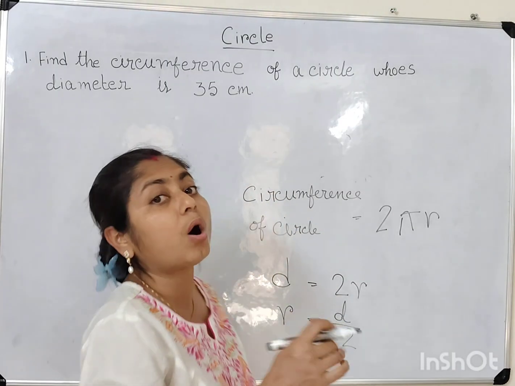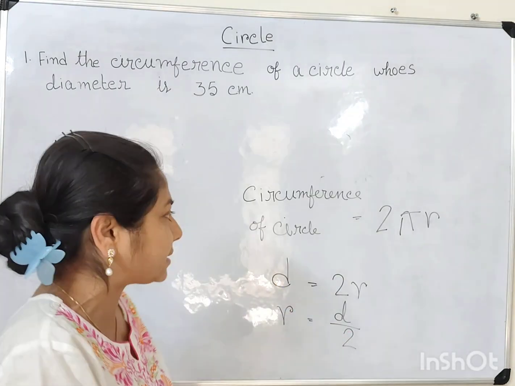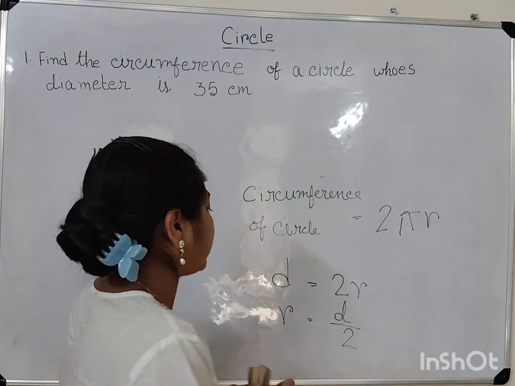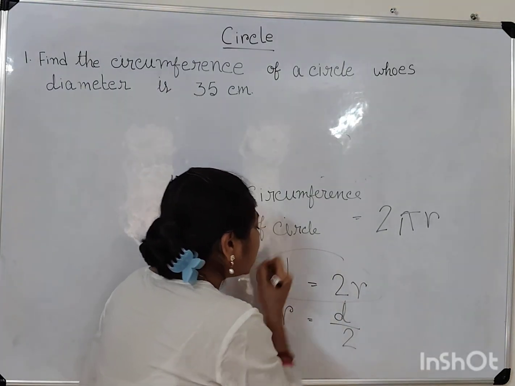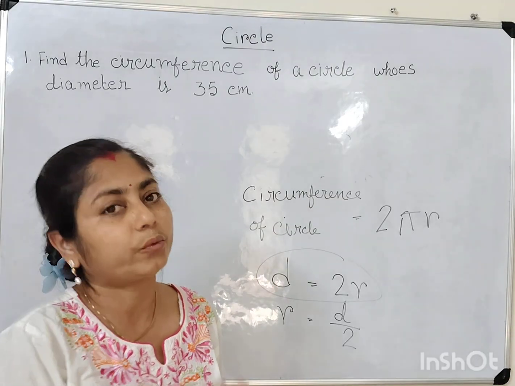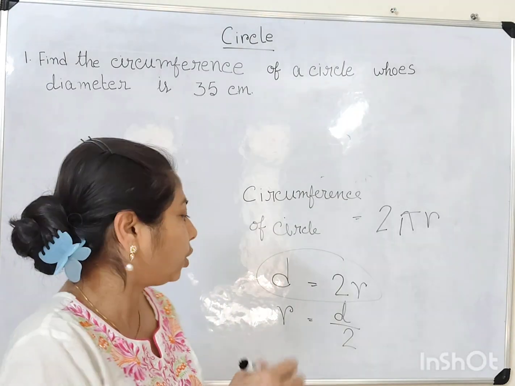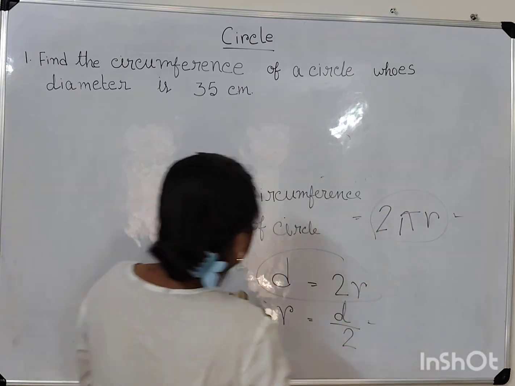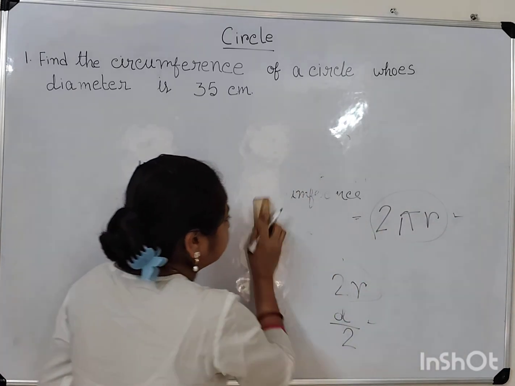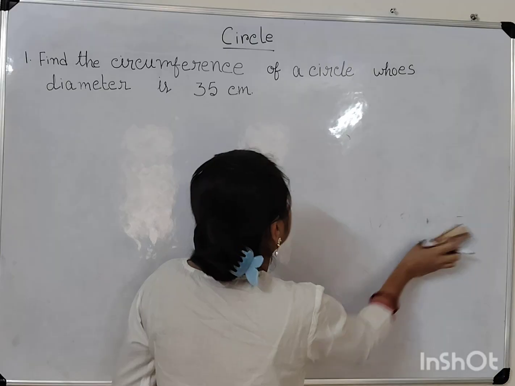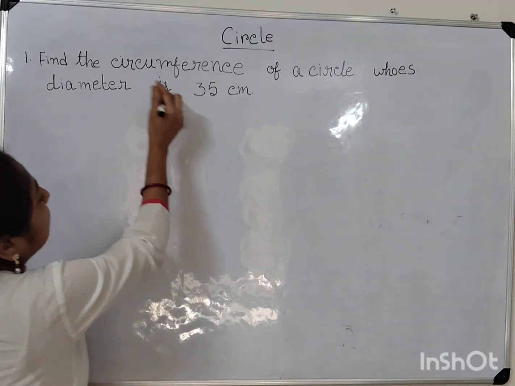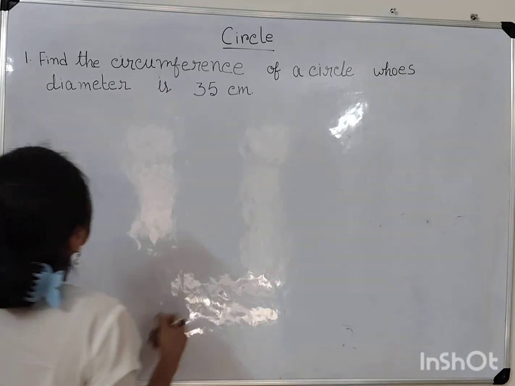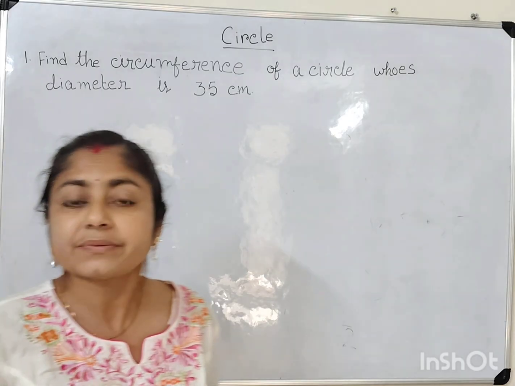First you clear all the doubts and then we start the math. Okay. So what is the relationship between diameter and radius? D equal to 2r, and we find the radius r equal to d by 2. Clear? Then we apply these two formulas in our math. What's our math? Our math is to find the circumference of a circle whose diameter is 35 centimeter.